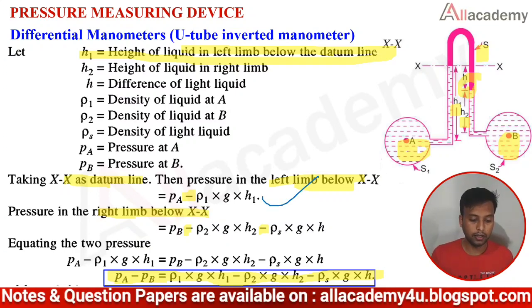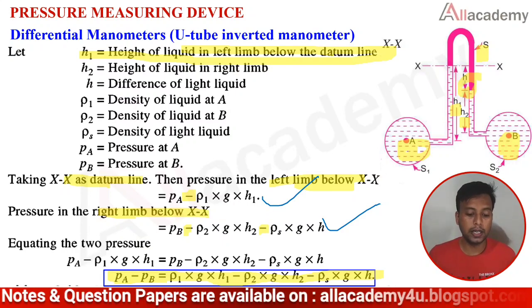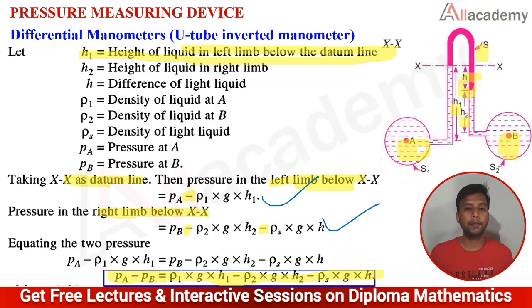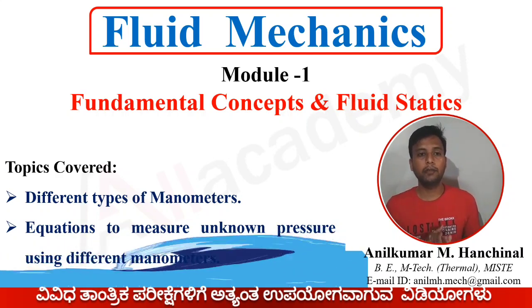So if we equate these two equations, I will get PA minus PB equals rho 1 g H1 minus rho 2 g H2 minus rho s into g H. So this is the final equation that we get, that is the difference in the pressures at points A and B. So this is all about the differential manometer.